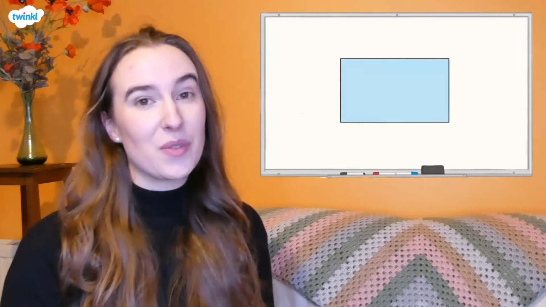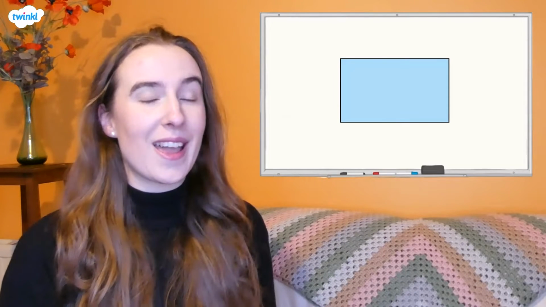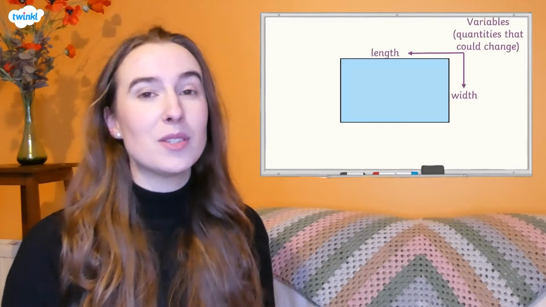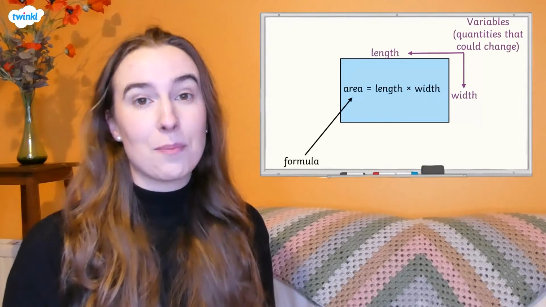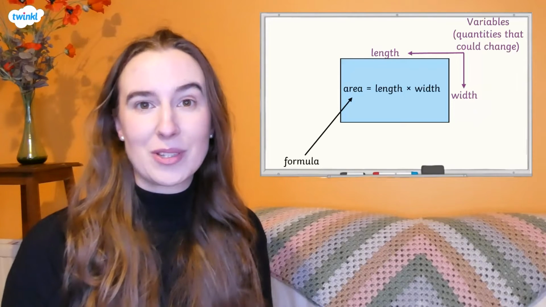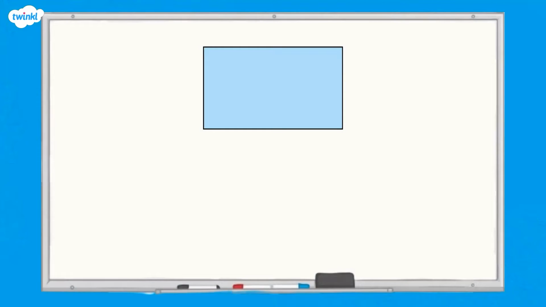For example, if we are calculating the area of a rectangle, we use the formula area equals length multiplied by width. The length and width of the rectangle may vary. These are called variables. But the way to calculate the area always stays the same. Let's look again at the formula we use to calculate the area of a rectangle. We can use letters to represent the words in the formula.